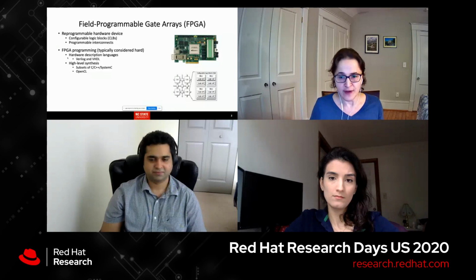At a high level, what a programmer does when they want to use an FPGA is to implement a particular function in hardware. FPGAs are typically considered hard to program, and they can be programmed in different ways. The most traditional way is through hardware description languages, typically Verilog and VHDL. In this case, the programmer defines all the modules that are part of the hardware specification and how they are interconnected.